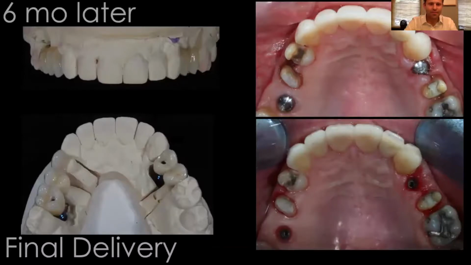So 6 months after I met him, now we're starting to restore the implants. Tooth number 3 is an implant crown. In front of it is a crown. In front of that premolar is a veneer onlay.